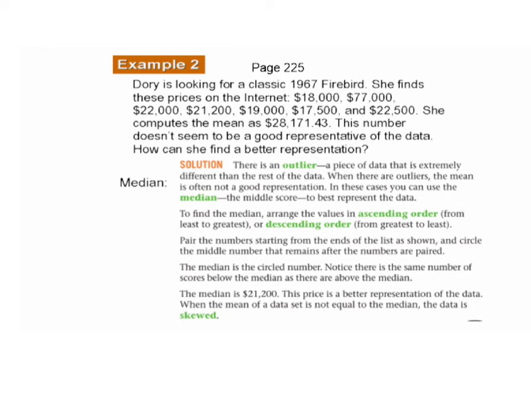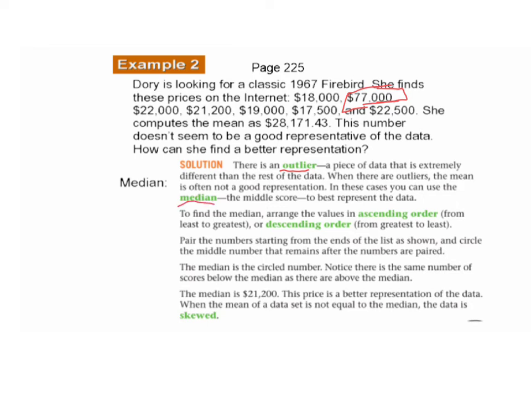The problem with this mean, or this average, is that there is an outlier, a piece of data that's extremely different. We can see it right here. All these prices are around $20,000 except for this guy. In these cases, you want to use the median or the middle score to best represent the data. So the median is the middle score. It's another word that you're asked to define.